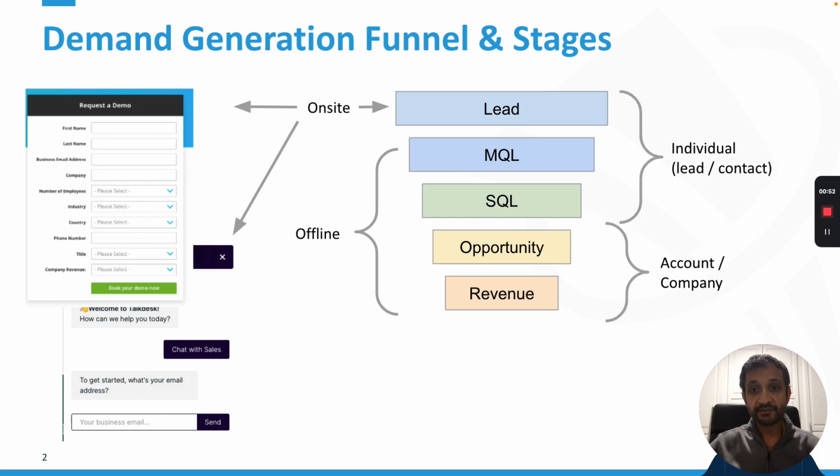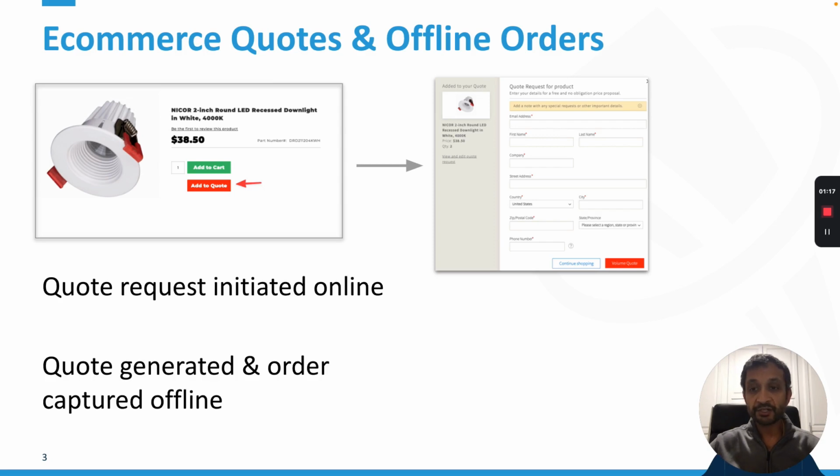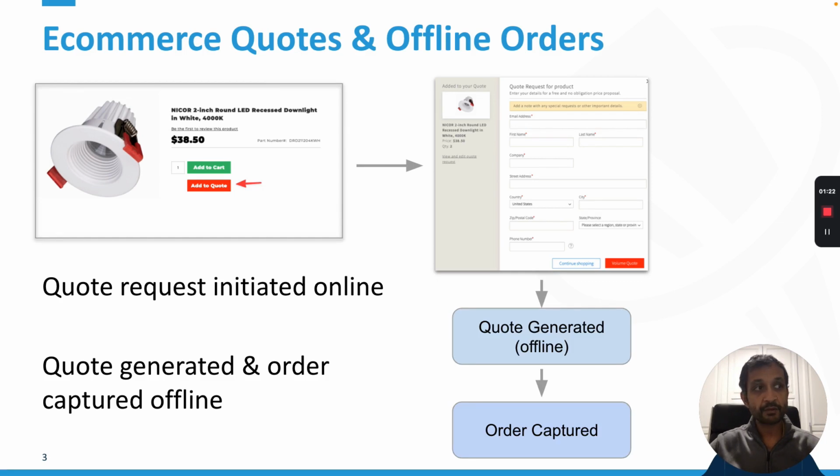Now, in addition to being offline, you also have the distinction, if you're in B2B, of having individual offline conversions like qualified leads versus account or company level conversions like opportunities or revenue. This can also exist in the e-commerce world, especially if you're in B2B. You might be selling products on your site, but oftentimes we see volume-based quote functionality where larger buyers are initiating quotes online and the quote generation and order capture is actually taking place offline.